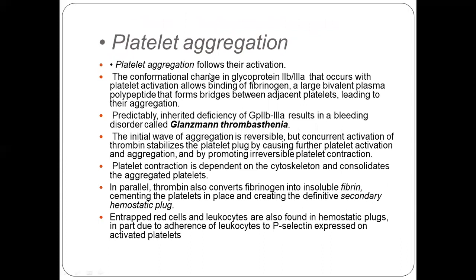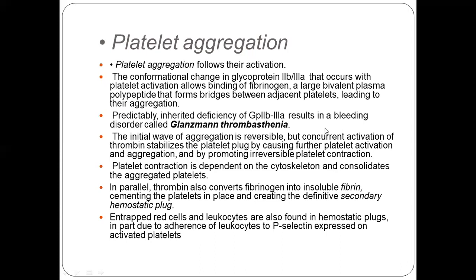Platelet aggregation follows their activation. The conformational change in glycoprotein 2b3a that occurs with platelet activation allows binding of fibrinogen, a large bivalent plasma polypeptide that forms bridges between adjacent platelets leading to their aggregation. Predictably, inherited deficiency of glycoprotein 2b3a results in a bleeding disorder called Glanzmann thrombasthenia. So we have seen already.